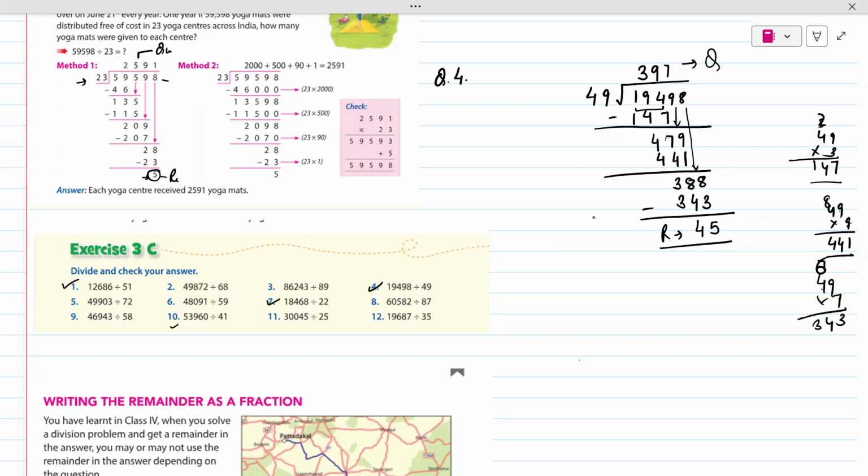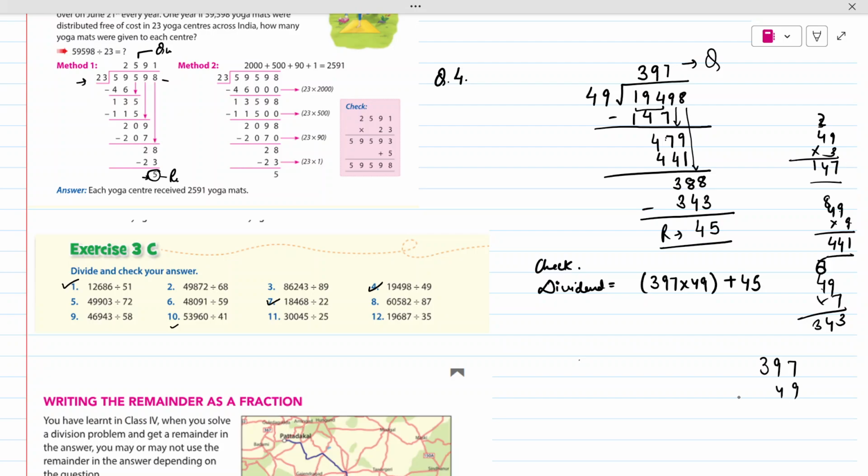Now let's try to check if what we have done is correct or not. How can we check our answer? So I'm writing check: dividend should be equal to what? 397 multiplied by 49 plus 45. Okay, so let's try to multiply it here.